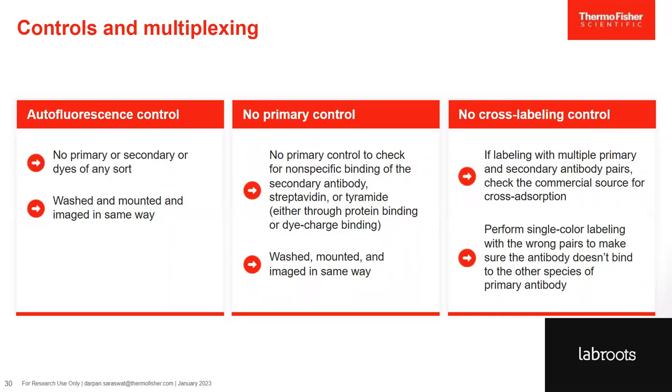The third control is the no cross-labeling control. If you are using multiple primary and secondary antibodies, you should check the commercial source for cross-adsorption. Perform single color labeling with the wrong pairs to make sure the antibody does not bind to the other primary antibodies. The objective of using these three controls is that it will give you confidence. Hopefully all these controls are negative, and then you can do your experiment with confidence.